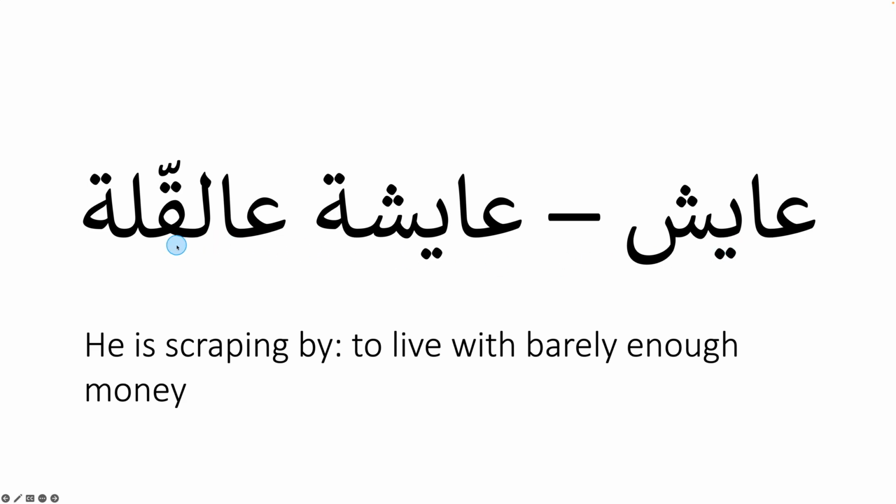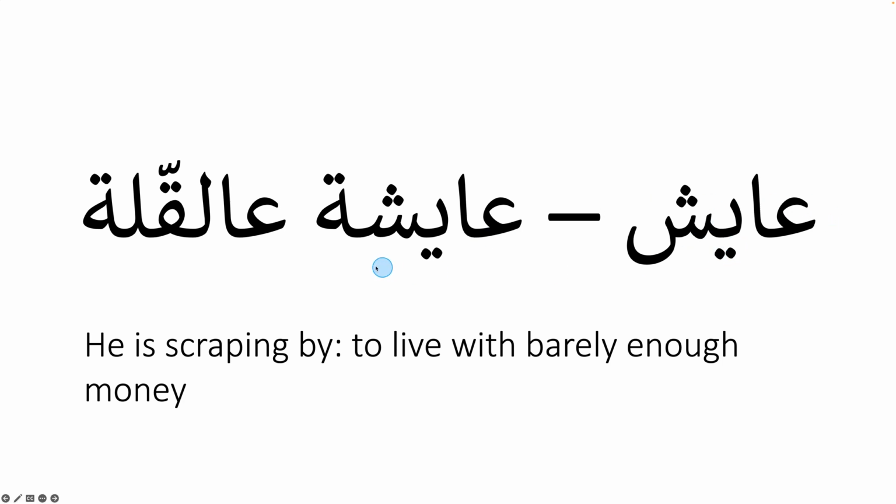Our next phrase, عايش على القلة. And that is if you are referring to a man. So عايش means living, and that's the active participle. As I mentioned earlier, the عايش here would be used with I masculine, you and he. And عايشة, the female version, would be used for a woman, with I feminine, you and she.